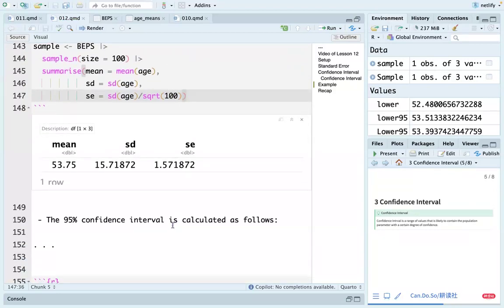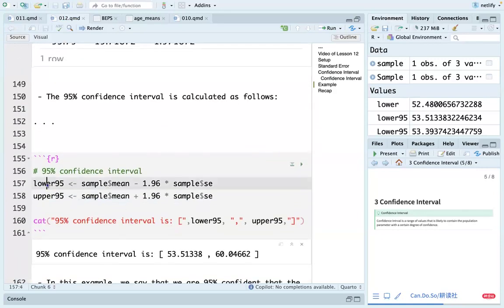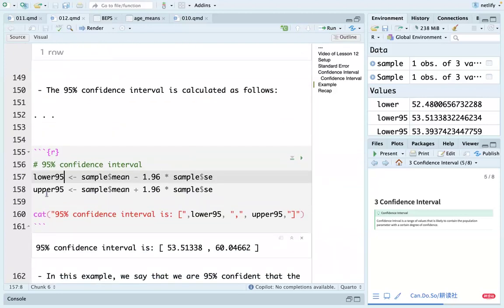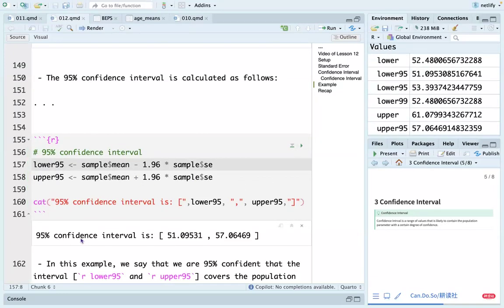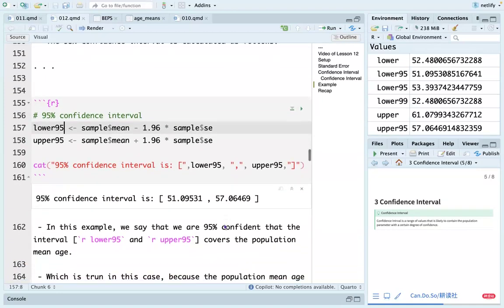So the 95% confidence interval is calculated as follows. First we find the lower cut: the sample mean minus 1.96 times the sample standard error. And the upper cut is plus. So we get the 95% confidence interval from 51 to 57.